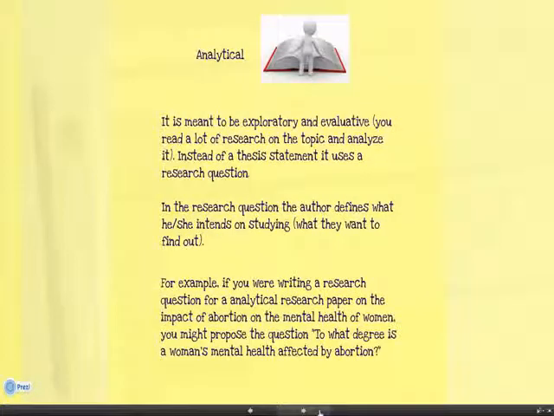Then you also have analytical papers, and these are more exploratory and evaluative. This typically does not include a thesis statement, but rather a research question. This is what you would think of as your typical research paper, in the sense that you would want to explore a certain field. And in the literature review, you would delve into what has been done in the field, what needs to be done, and then evaluate where you can go from there.